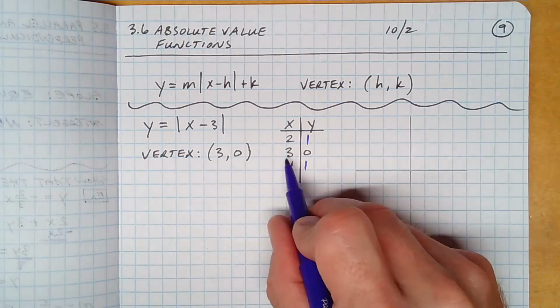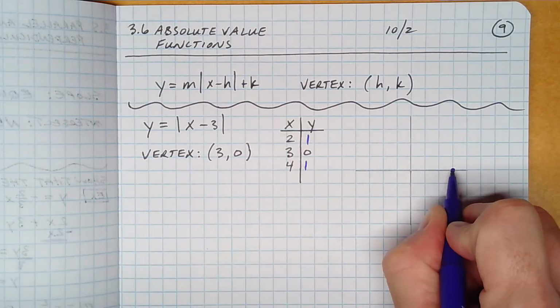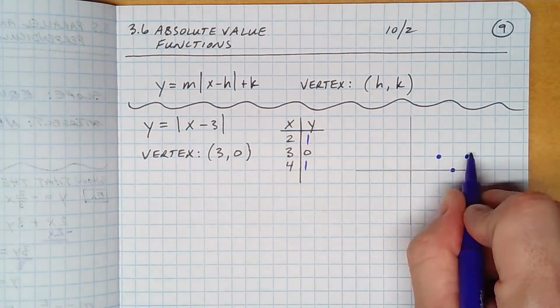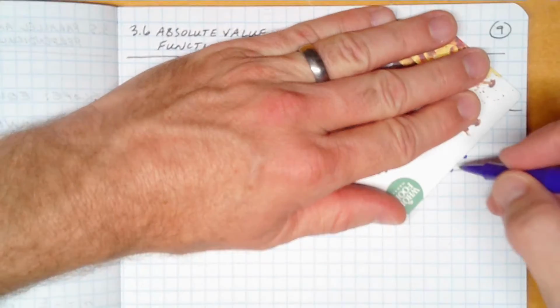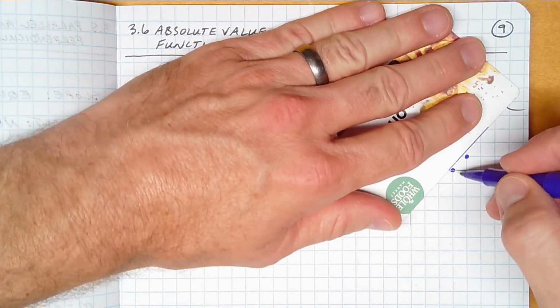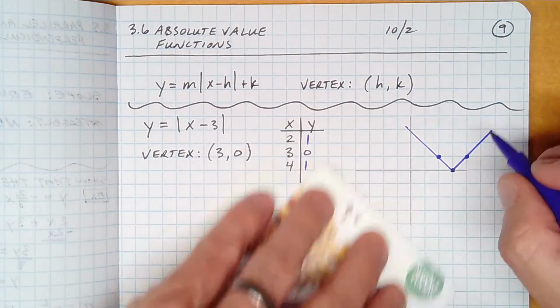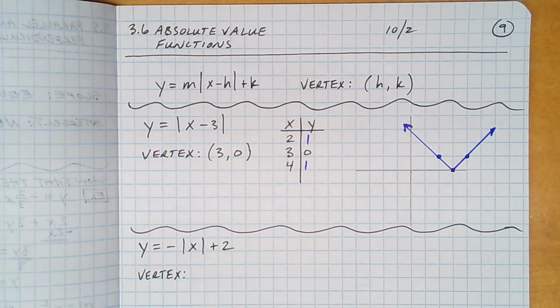All right, next I'm going to plot these points. I'm going to go to (3, 0): 1, 2, 3, 0. That's right there. (2, 1) is right here. And (4, 1) is right here. So you can see that I have the beginning of a V shape. I'm just going to follow that with my straight edge. And I am done. There we go. We've graphed our first absolute value function. Looks wonderful.